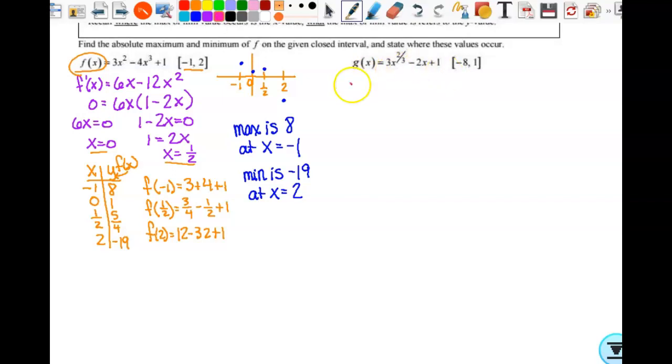All right, so I'm going to take the derivative first. g prime of x. I'm going to multiply 2/3 times 3. What's 2/3 times 3? 2. So I get 2x to the what? Negative 1/3, because it's 2/3 minus 1, right? Minus 2. So that means this is the same thing as 2 over x to the 1/3 power minus 2.